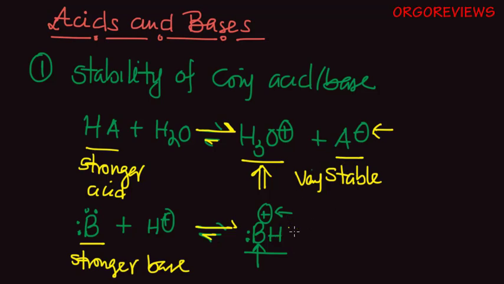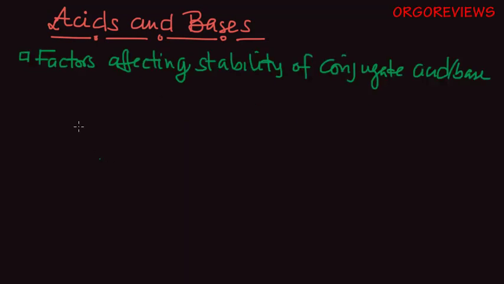So the next series of things you're going to look at is what factors actually influence the stability of the conjugate base or the conjugate acid. In order to understand the factors affecting the stability of the conjugate acid or base, we might have to understand what electronegativity is and the size of an element.